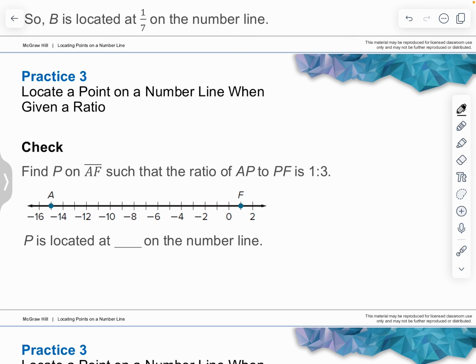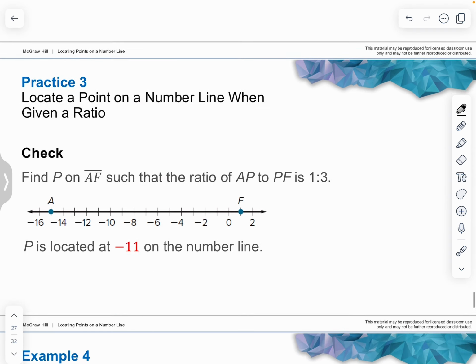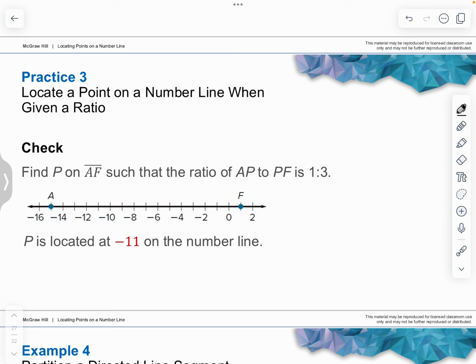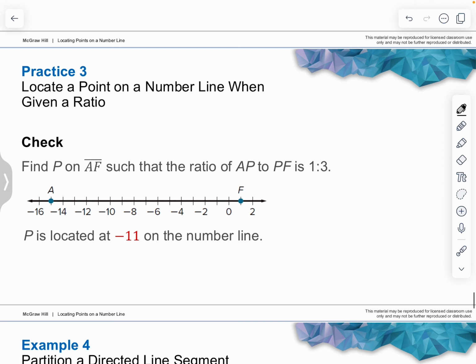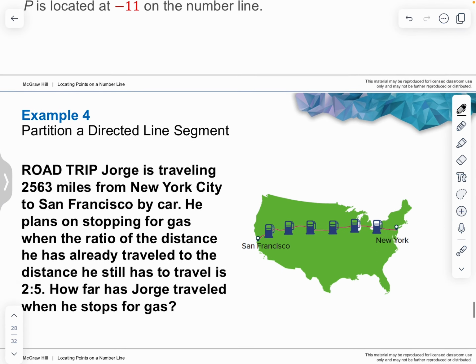Go ahead and pause me. Okay, hopefully you found it as at -11.